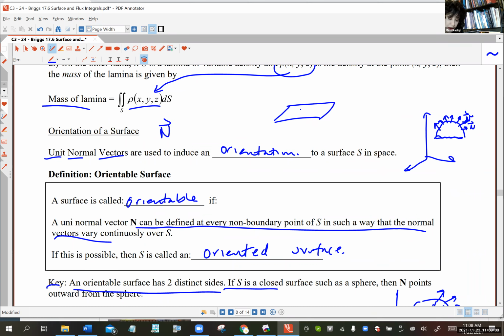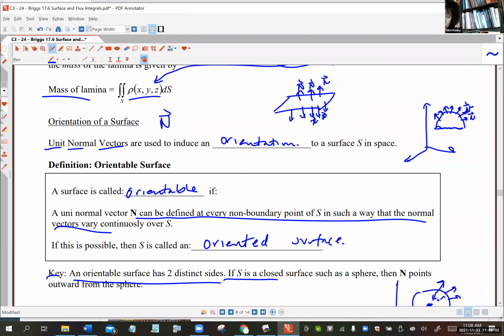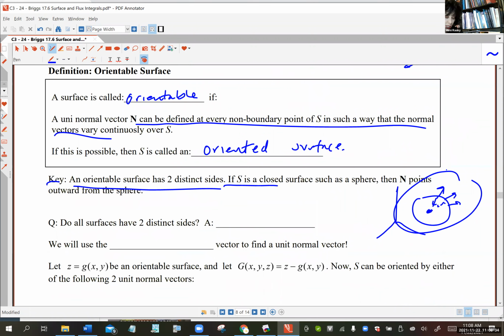Look at this piece of paper here. I claim a piece of paper definitely has 2 sides. You can have these little unit normal vectors on one side of it, all sticking up. And then on the other side, the flip side of the paper, you've got all the unit vectors pointing down. So this piece of paper, the way it looks right here, where it's not folded or twisted up or anything, clearly has 2 distinct sides. So that piece of paper definitely would be an orientable surface. This sphere would be an orientable surface.